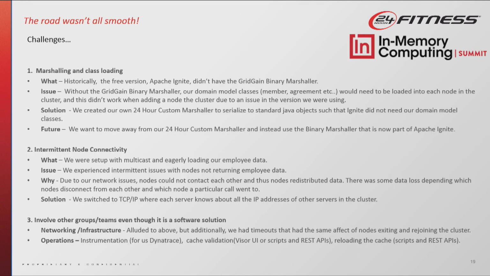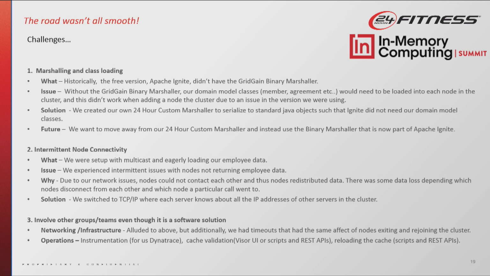So the road wasn't all smooth. We had some marshaling issues. Essentially, we implemented pre-Ignite 1.5, and it did not have the grid gain binary marshaller. And our problem was we put our domain model objects like a customer or a member, their agreements, clubs, we wanted to put that in the cache.